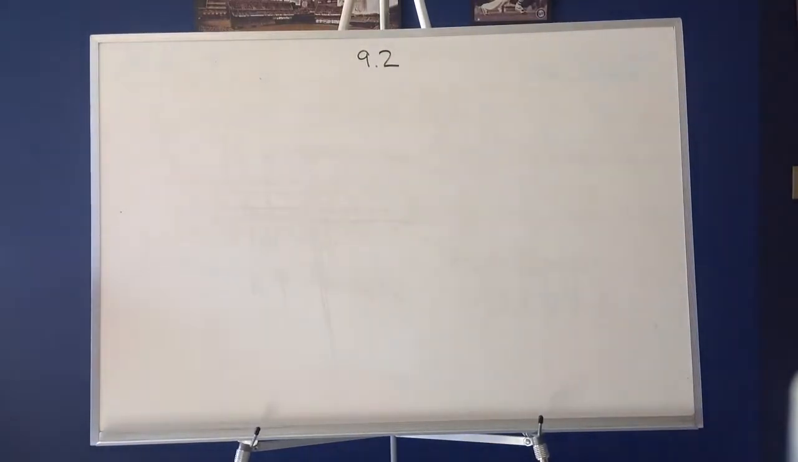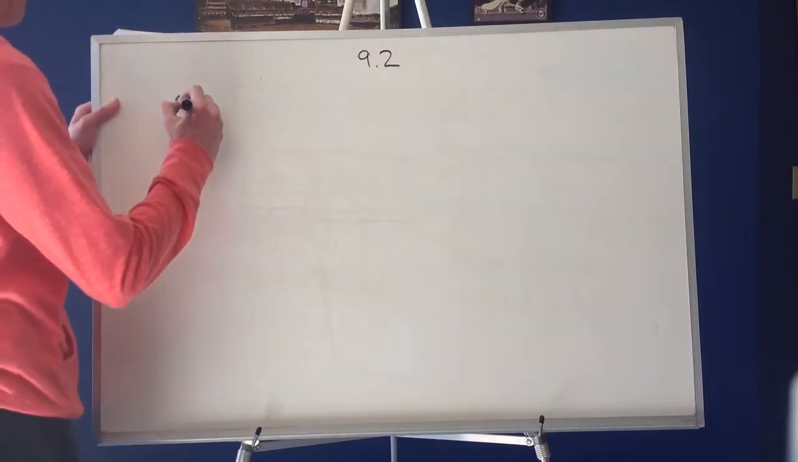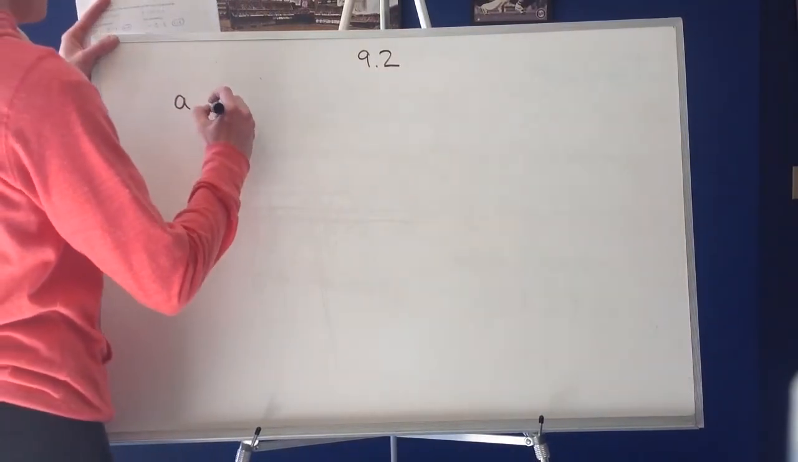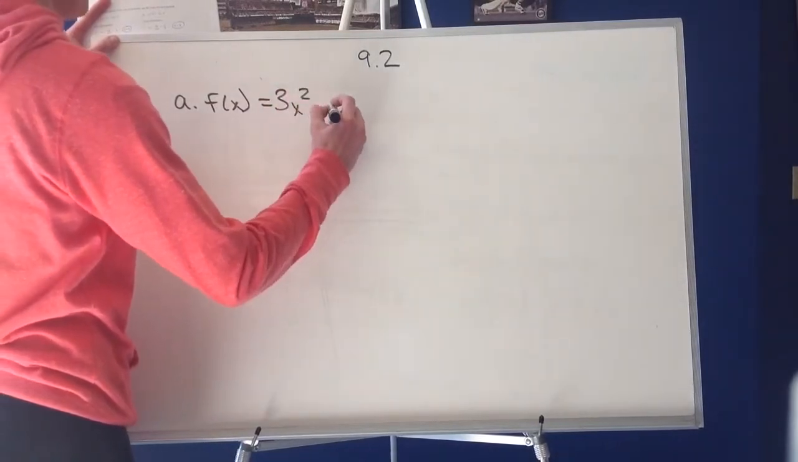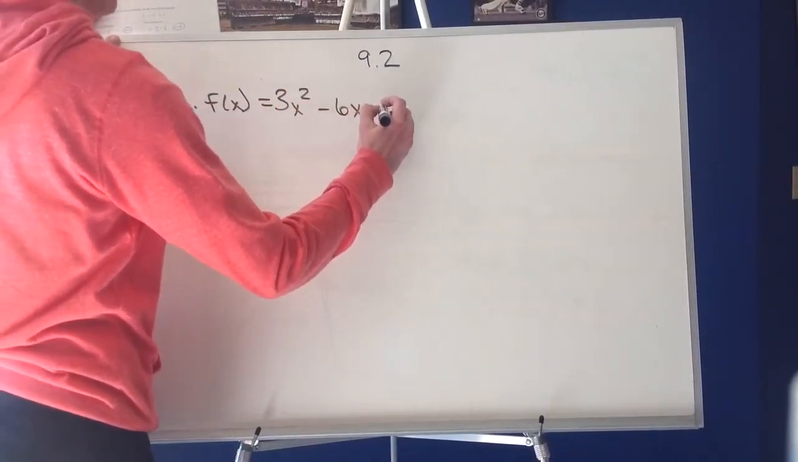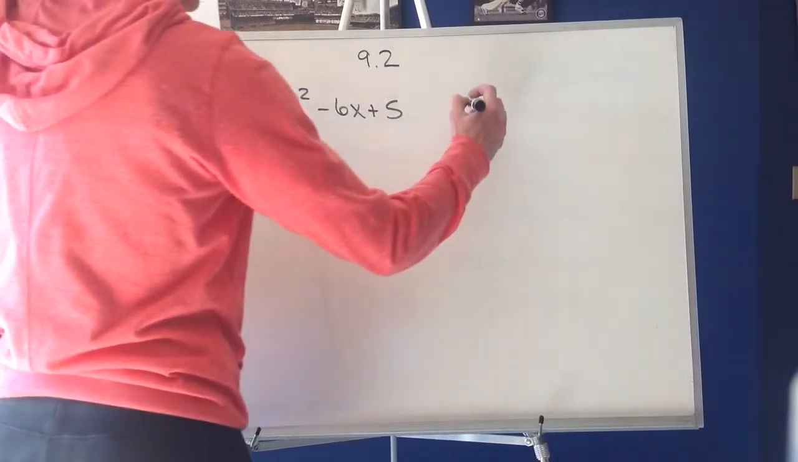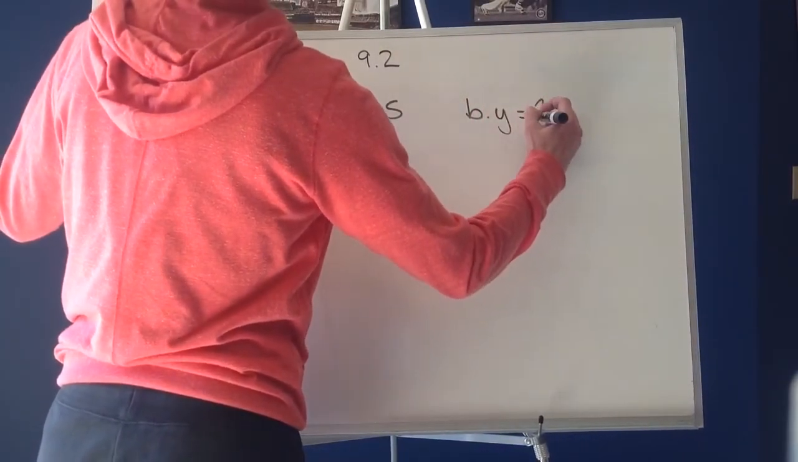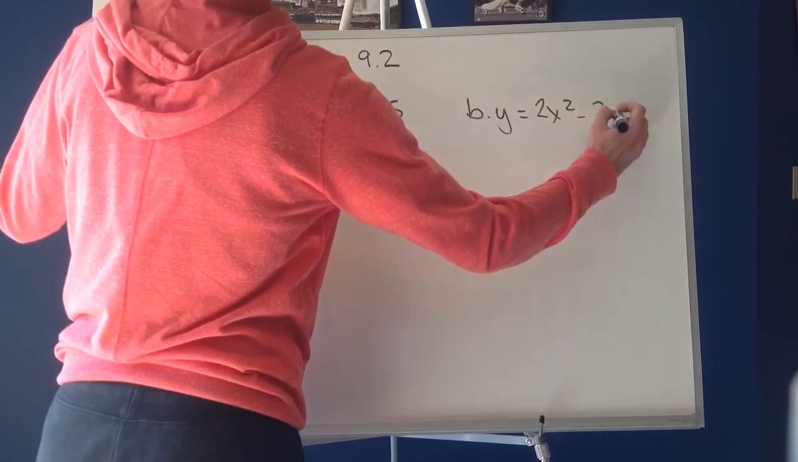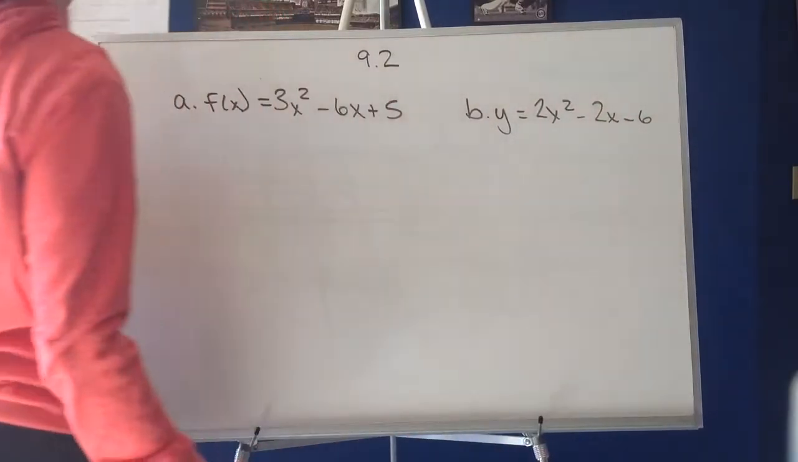So first example we have is just working on the new part of it here. Find the equation of the axis of symmetry and the vertex for each parabola. So first one I give you is f of x equals 3x squared minus 6x plus 5. Second one, y equals 2x squared minus 2x minus 6.